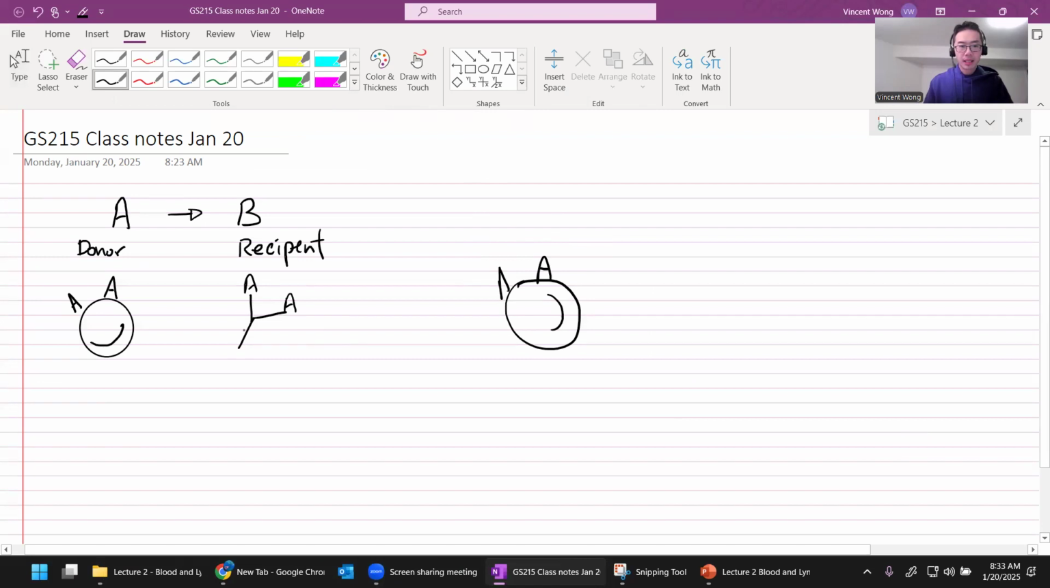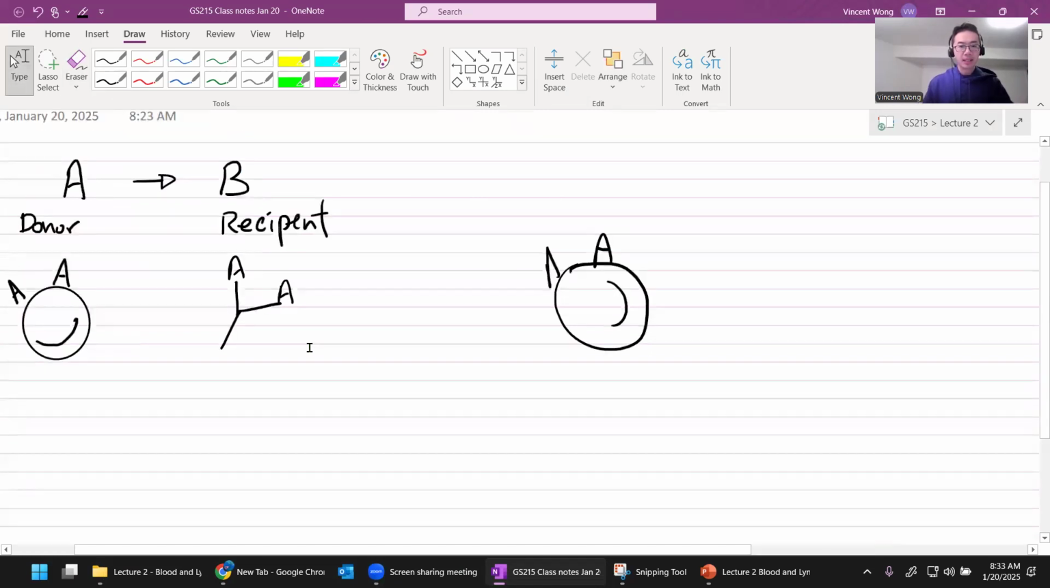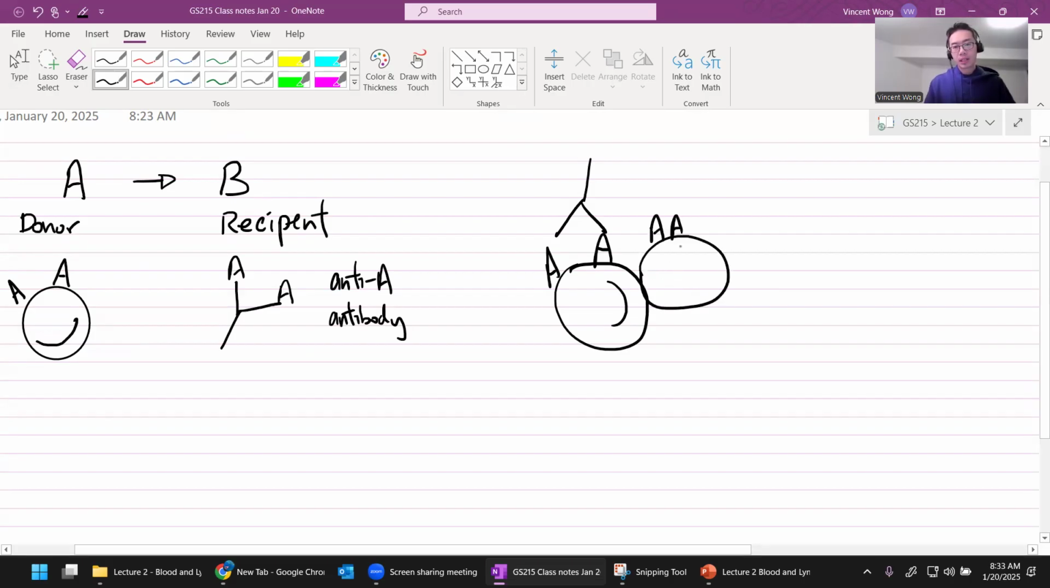Then the antibody, since it's anti-A antibody, I should probably write down for you. Anti-A antibody. It's gonna recognize anything that has A on it. It's gonna tag it. And basically, it will cause a bunch of these red cells to clump together. There might be another red cell here, and this clumping is called agglutination.